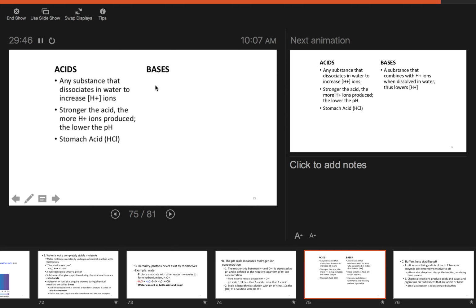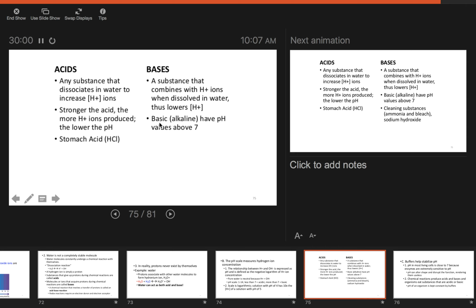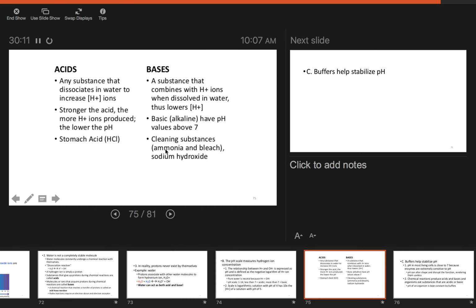Okay. Now bases. A substance that combines with protons, because they acquire or gain protons when dissolved in water. Thus, it lowers H pluses. We call them basic or alkaline substances when the pH value is above 7. So anything above 7 is basic or alkaline. And a lot of times bases are associated with cleaning substances like ammonia and bleach and sodium hydroxide.